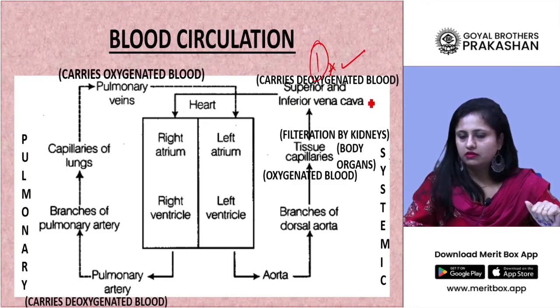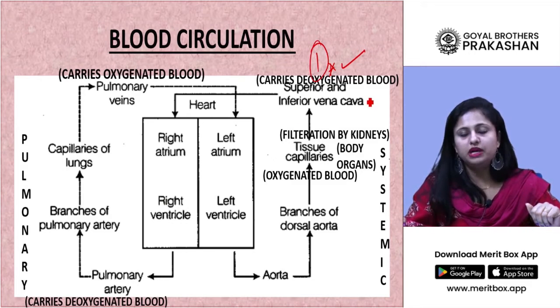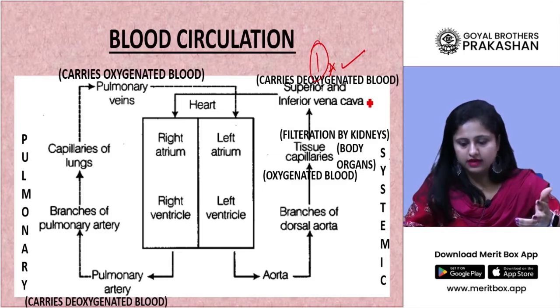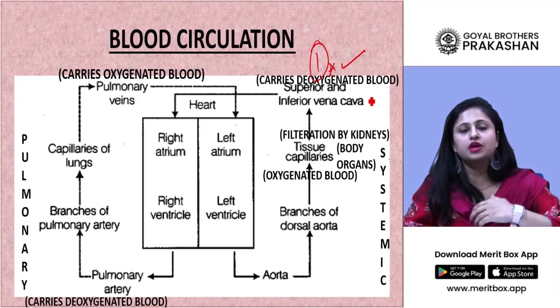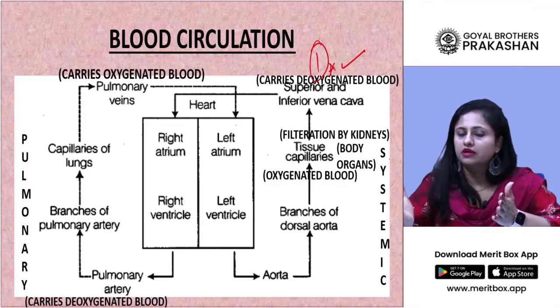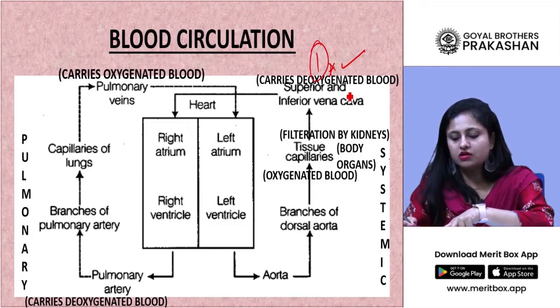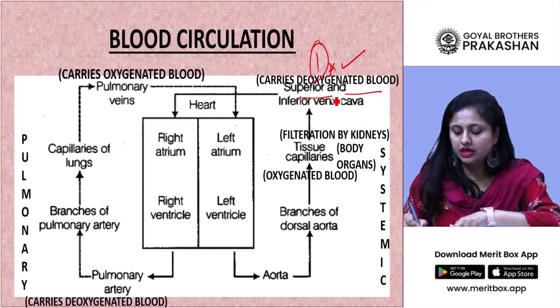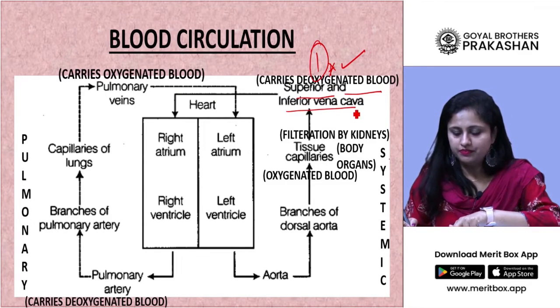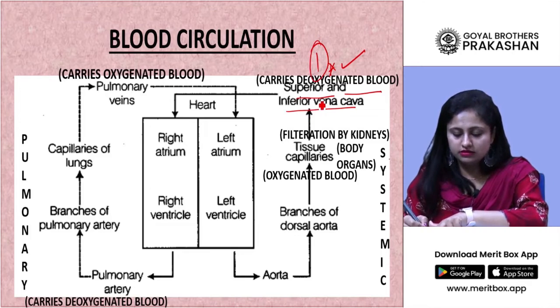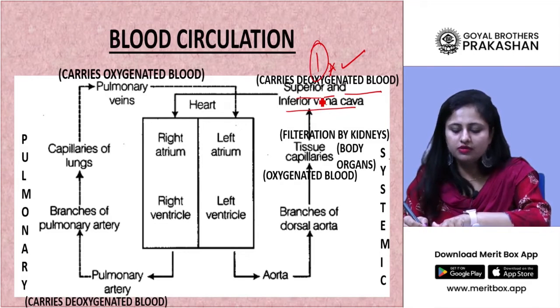For example, in our kidneys, the blood gets filtered, right? As a result, most of the impure blood gets separated from the pure blood. That impure blood, or deoxygenated blood, is carried by the superior and inferior vena cava.